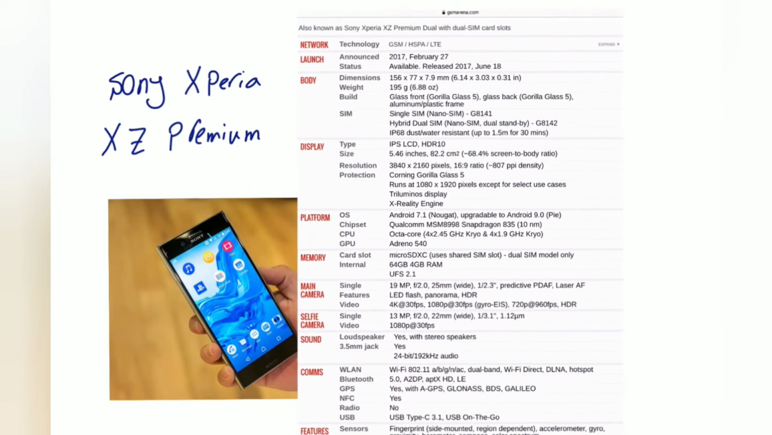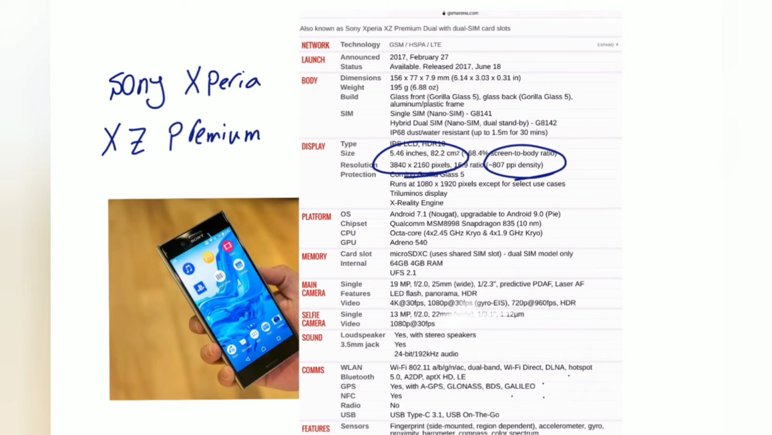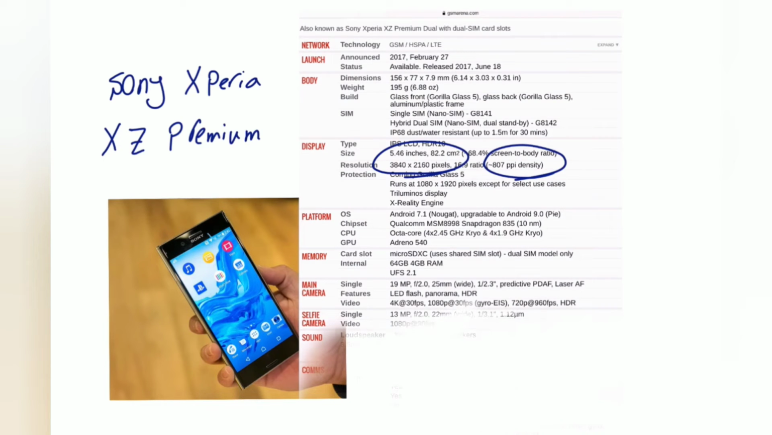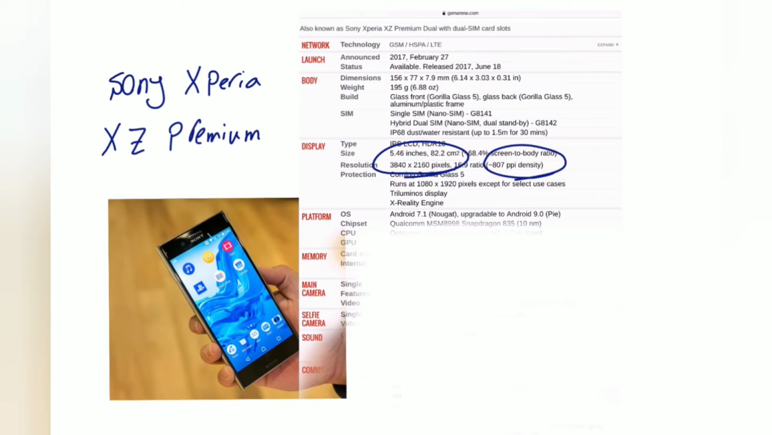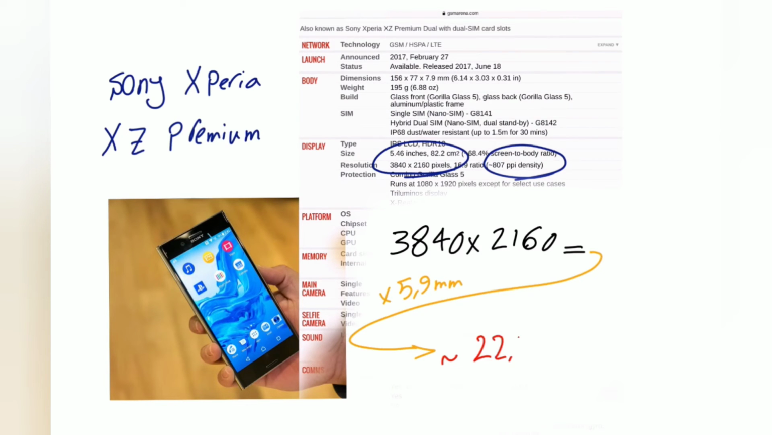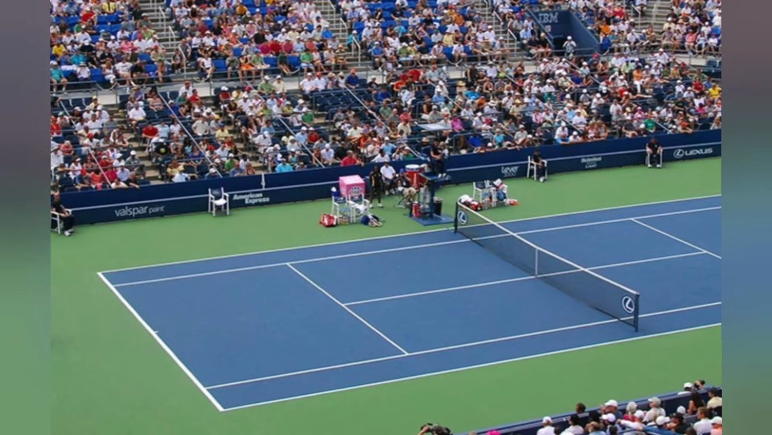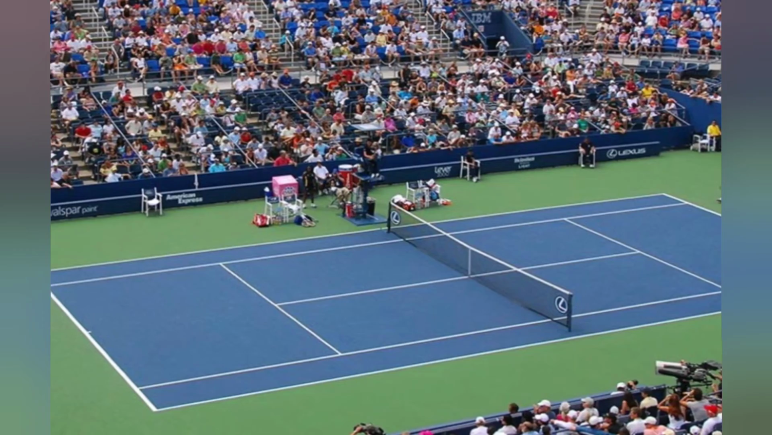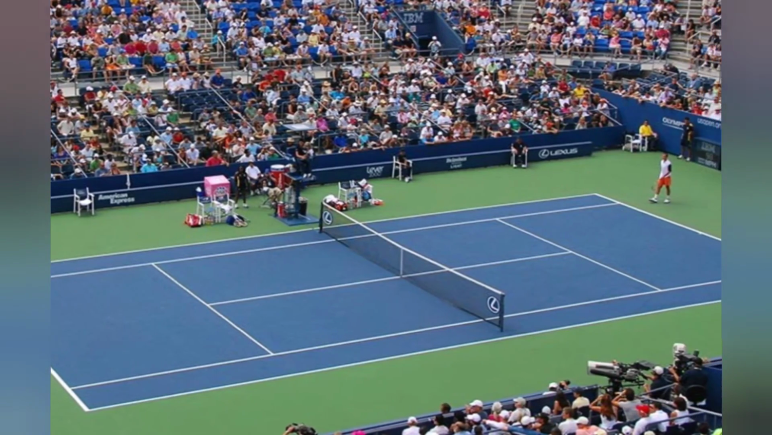This area for Sony Xperia XZ Premium, which has the highest pixel density among all phones with PPI density of 807, would be equal to around 23 times 13 meter square, which is an insane number. That would be bigger than a tennis court. It is somehow very insane how many pixels they can put in the small screen of the phone.